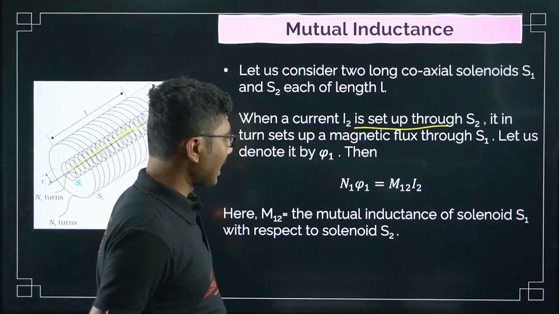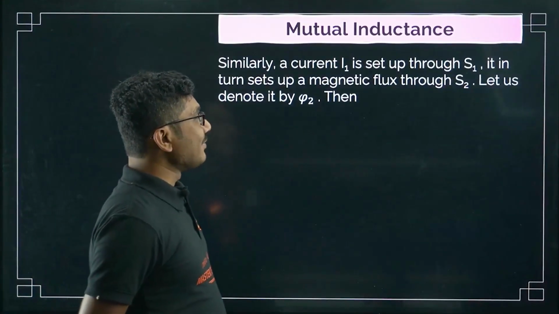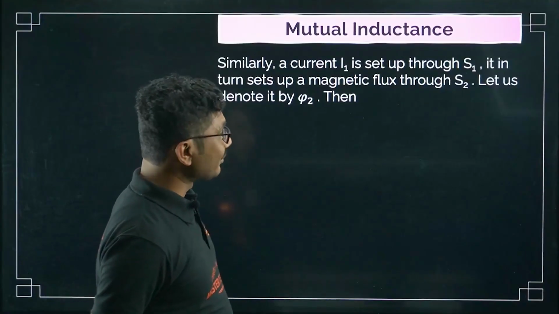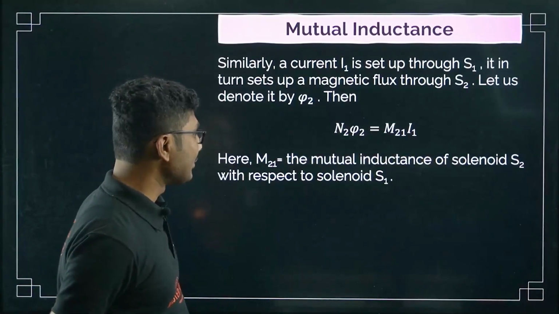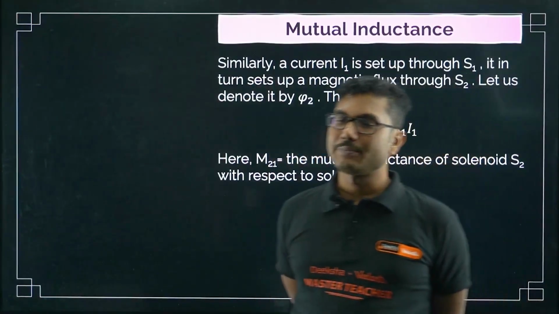Similarly, a current I1 set up through S1 sets up a magnetic flux through S2, which we denote by phi 2. Then again we can say that M21 is the mutual inductance between 2 and 1 when current is passing through 1.